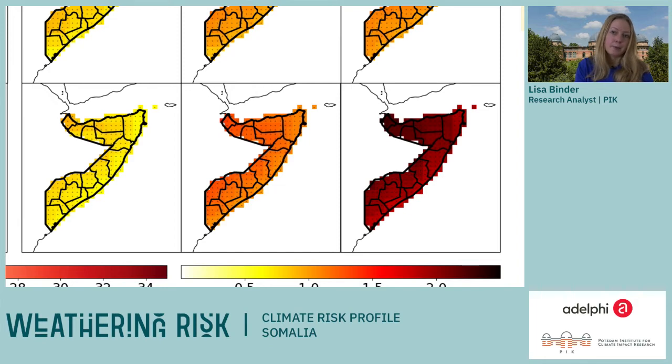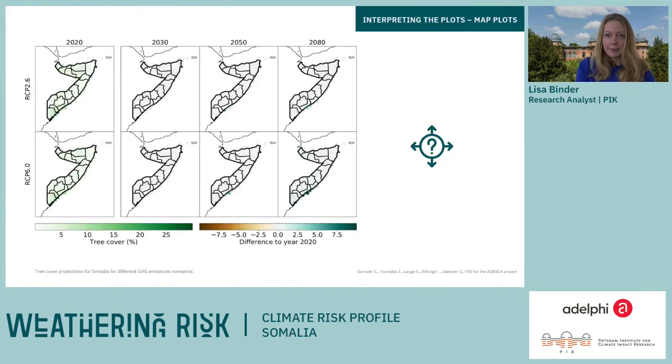And here we have another example of a map plot that shows you the projected tree cover change for Somalia. And this one is an example of very high uncertainty, since as you can see when you look very closely, the dots within the map plots are pretty much everywhere absent. So this is due to underlying projections that basically project very different changes, with some projecting an increase and some a decrease in deforestation.